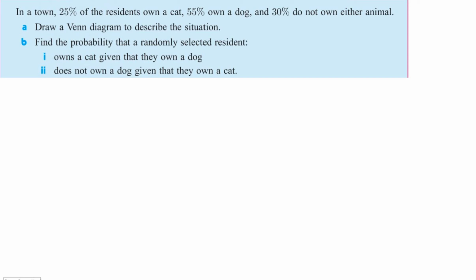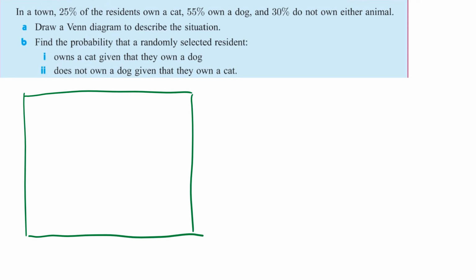In a town, 25% of the residents own a cat, 55% own a dog, and 30% do not own either animal. I'm going to draw a Venn diagram to describe the situation and then answer the questions. So first of all, let me draw the box.